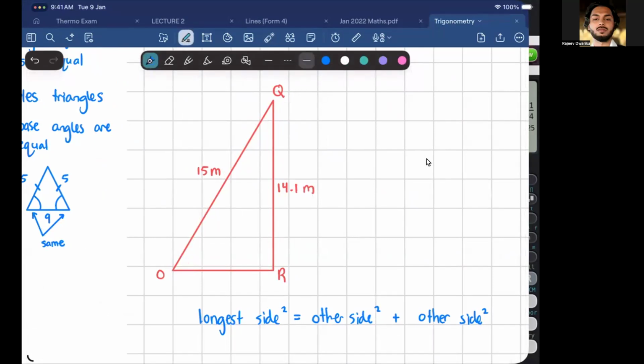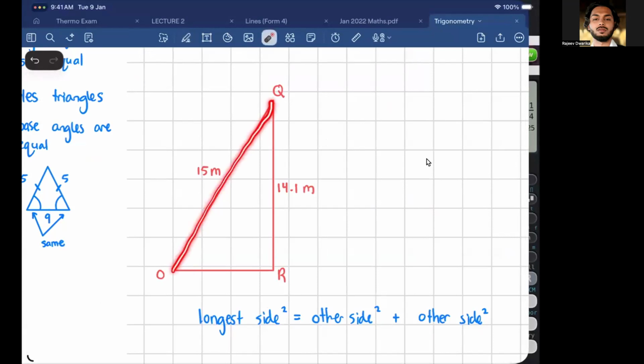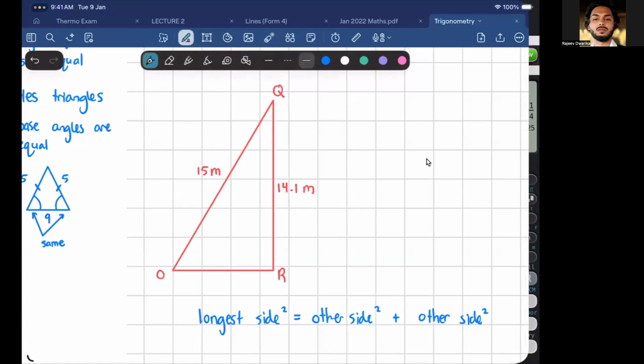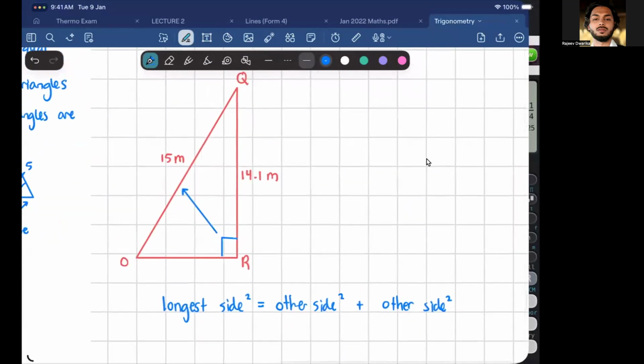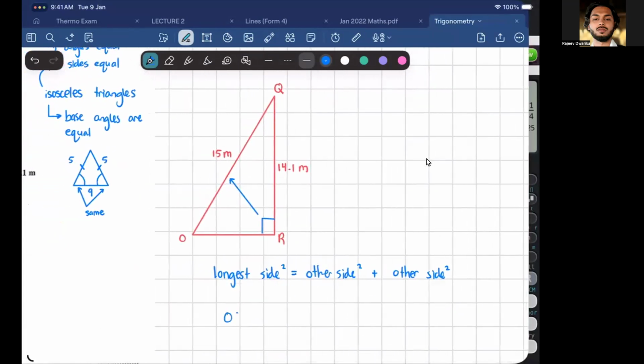For those of you having a hard time seeing it, think about it logically. The slant line would have to be the longest. And an even better way to see it is like this: the longest side is always opposite the right angle, always. So Simran, if that's the case, let's write our formula first. We are going to write OQ squared will be equal to OR squared plus RQ squared. Perfect.